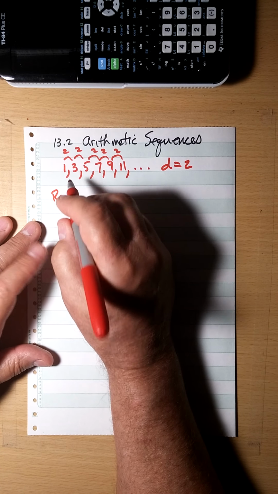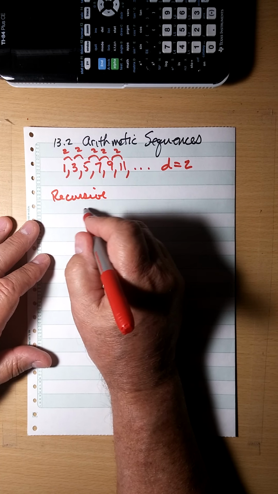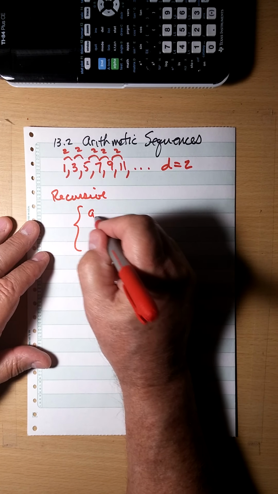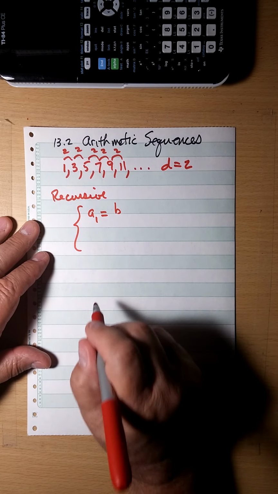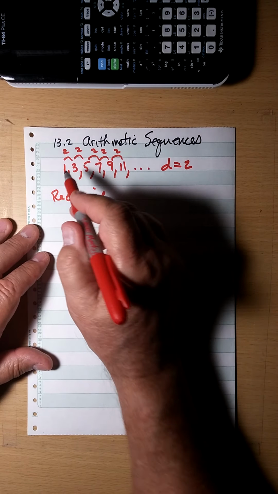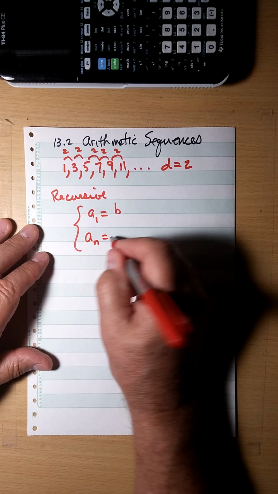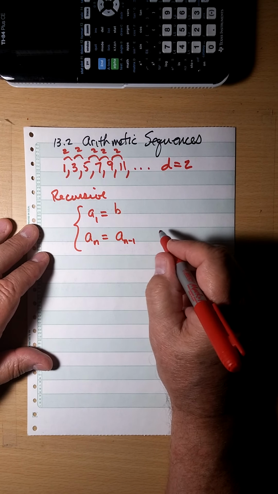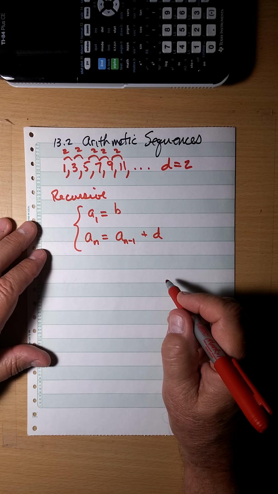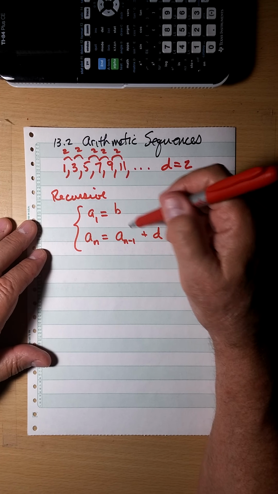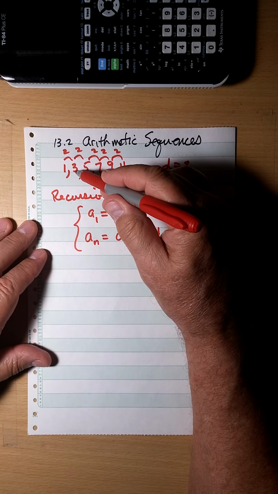There are several ways of defining these. Recursively is one way that we would do it. We need the first one, a sub 1, and we'll just call it B. Anything you like, really. In this case, B is the 1. It gives you the first term. A sub n is a sub n minus 1, the previous one, plus some common difference, D. So, in this case, it's the previous one, 1, plus the common difference, 2. That's how we got the 3.